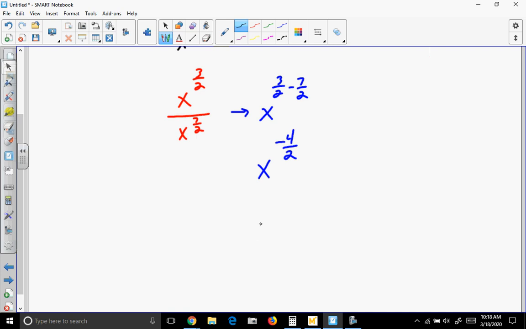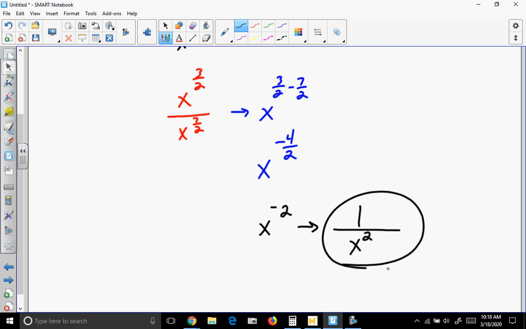So 4 divided by 2 is 2. A negative divided by a positive is negative. And they just want us to write this with a positive exponent, not a negative exponent. So if our exponent is negative, we can move it to the denominator, and that will make our exponent positive. Nothing left on top, so we have a 1 there. So that's how that one simplifies.